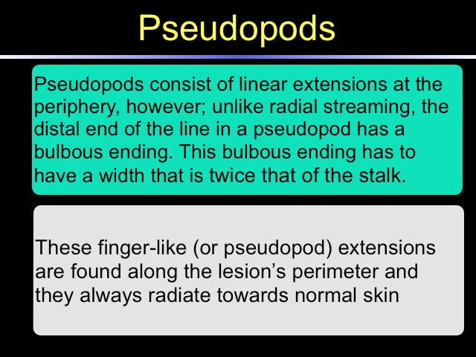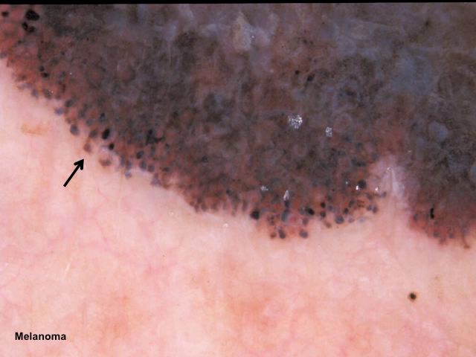Pseudopods are also considered to be streaks. They consist of linear extensions at the periphery of the tumor. However, unlike radial streaming, the distal end of the line in a pseudopod culminates with a bulbous ending. This bulbous ending has to have a width that is at least twice the width of the line or stalk on which it resides. As is the case with any streak, these finger-like or pseudopod-like extensions are found along the lesion's perimeter and always radiate towards uninvolved normal skin.